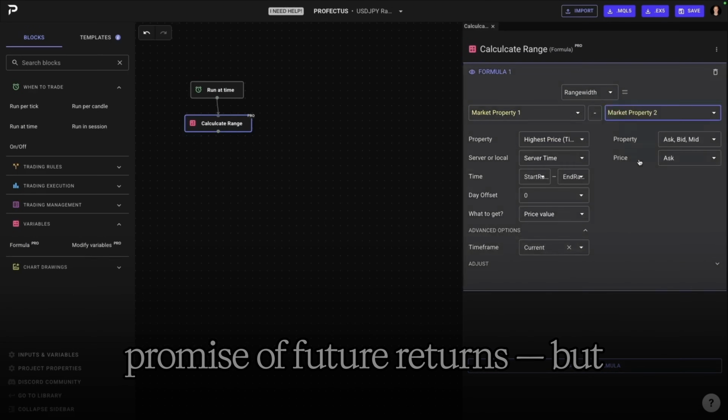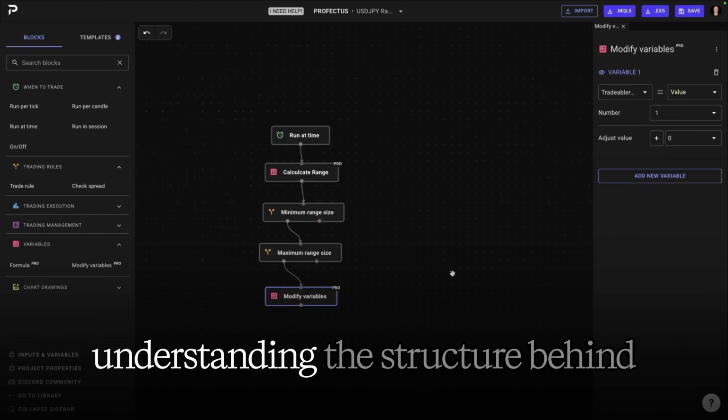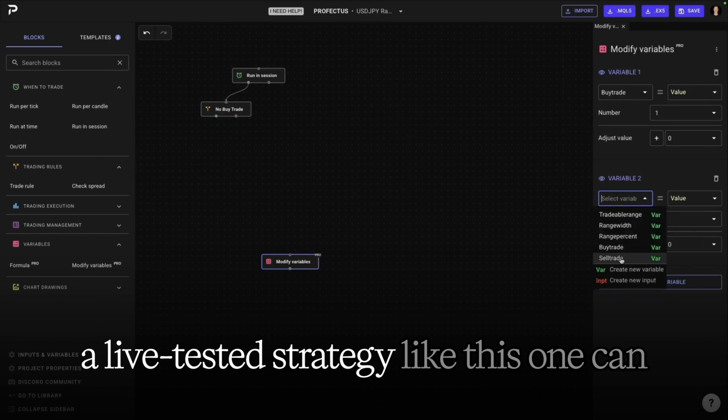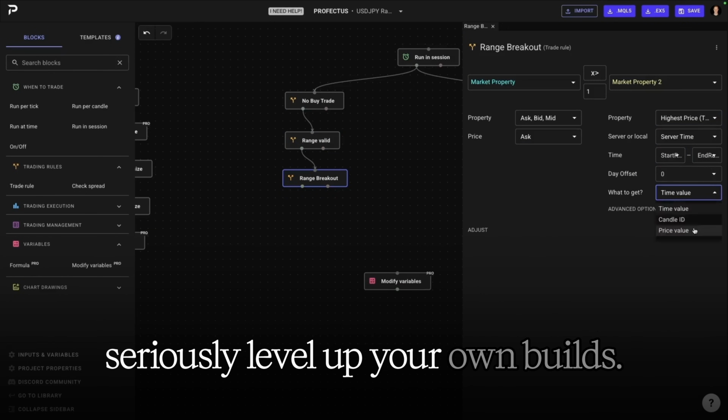Past performance is never a promise of future returns, but understanding the structure behind a live-tested strategy like this one can seriously level up your own builds.